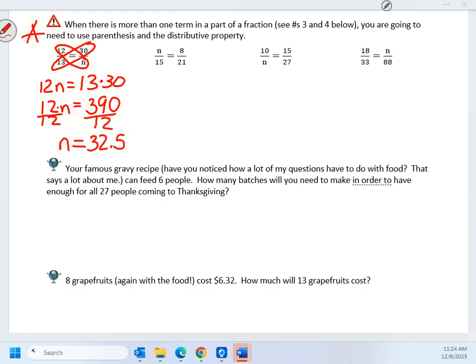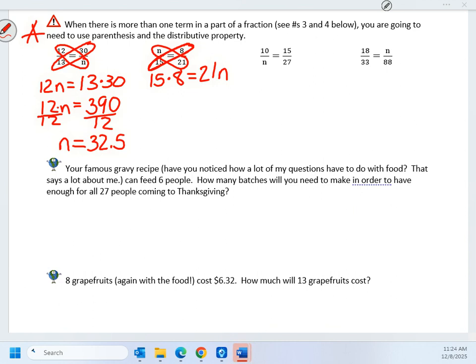So let's look at our next one. We're doing cross products. So what equation am I going to write? Because we have to show our work. We're writing out our equations. What equation should I write? 15 times n is... Look at what we circled though. 15 times what? 8. 15 times 8. Is equal to 21. So make sure that you're multiplying those diagonals. The two diagonals should equal each other.